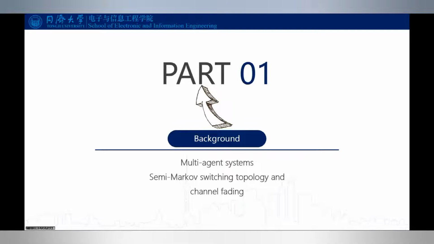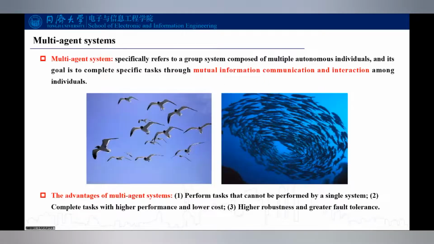Part 1 is background. A multi-agent system specifically refers to a group system composed of multiple autonomous individuals, and its goal is to complete specific tasks through mutual information, communication, and interaction among individuals. For example, a flock of birds, a school of fish.